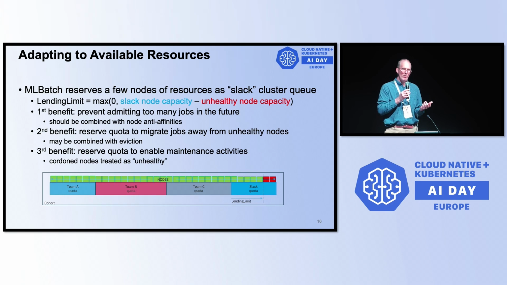All right, so this gives us several benefits. It helps us prevent admitting too many jobs. It gives us the ability to reserve quota to migrate those jobs away from unhealthy nodes and have space for them on healthy nodes. It also lets us view system maintenance as just another reason for things being unhealthy. So it's very easy for administrators with this kind of setup to go in and cordon some nodes. A cordoned node looks just like an unhealthy node, as if it was from Autopilot, and we can go ahead and deal with that capacity thing. So we have maintenance happening without really disturbing things at all.